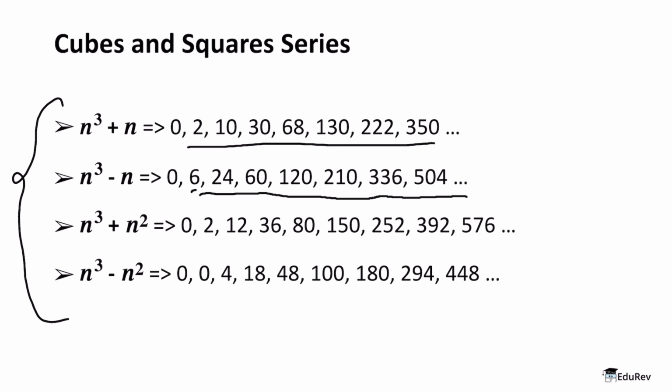The next pattern that we need to learn is n cube plus n square, which will give us 0 first, then 2, then 12, 36, 80, 150 and so on. And the last pattern is n cube minus n square, which will give us 0 first, then once again 0, then 4, 18, 48 and so on.